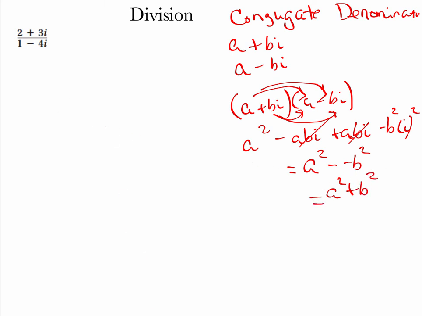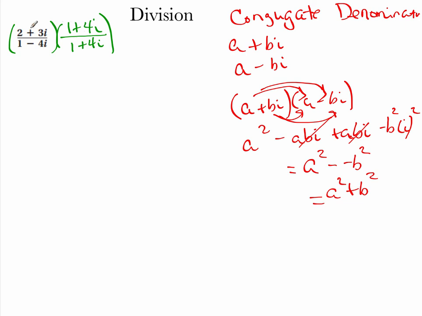So when I come over here, let me switch pen colors. When I come over here and multiply this, I want to multiply by the conjugate of the denominator. Now the denominator is 1 minus 4i, so the conjugate of the denominator is 1 plus 4i. But what you do to the numerator, you have to do to the denominator, and vice versa. So now let's multiply these out. We can do any method we want.